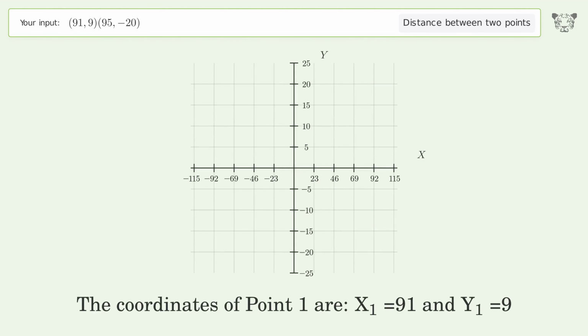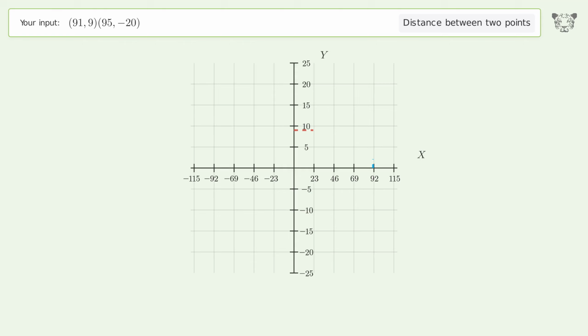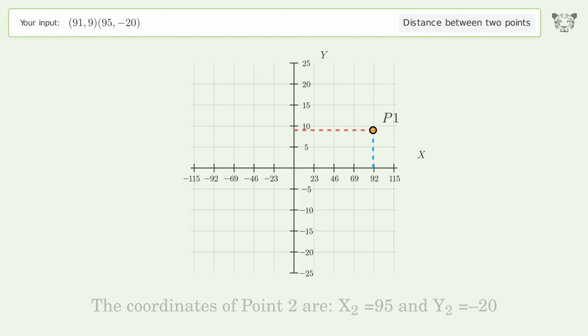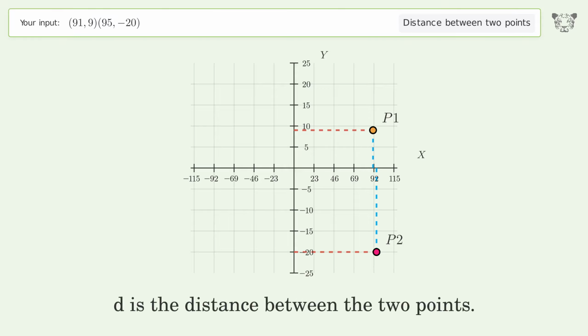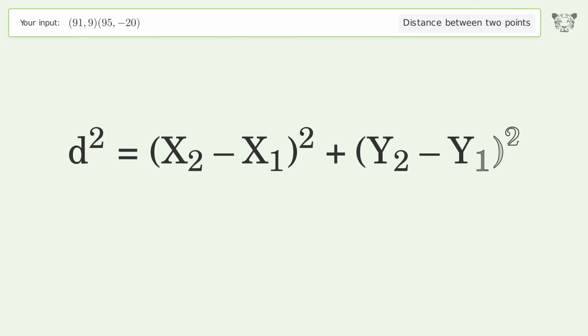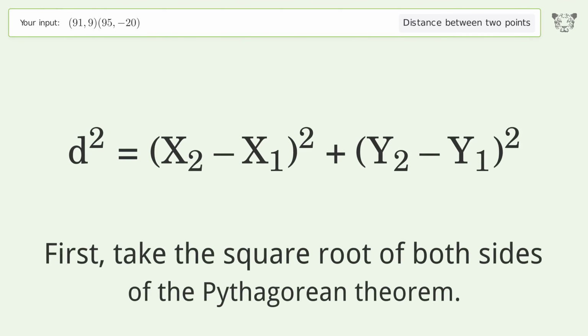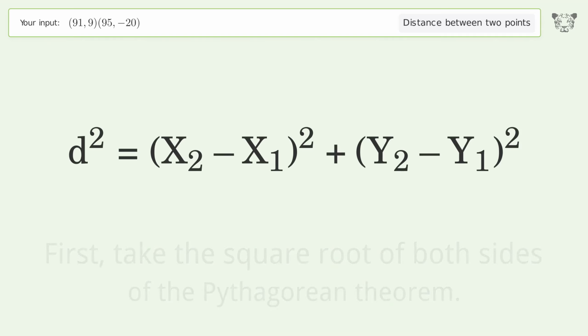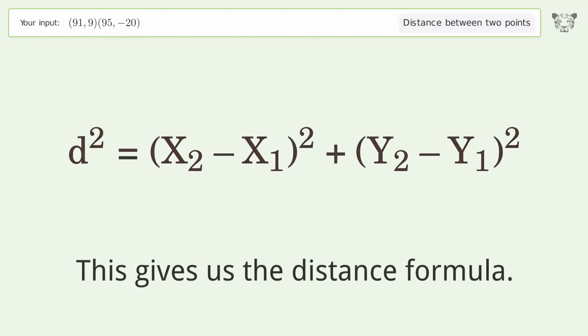The coordinates of point 1 are x1 equals 91 and y1 equals 9. The coordinates of point 2 are x2 equals 95 and y2 equals -20. D is the distance between the 2 points. First, take the square root of both sides of the Pythagorean theorem. This gives us the distance formula.